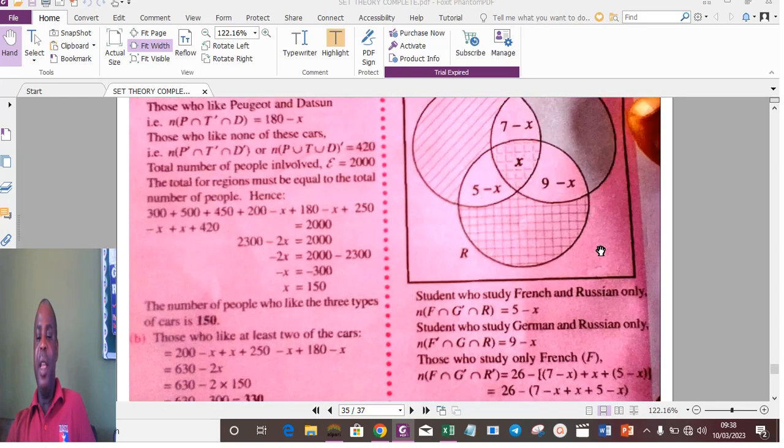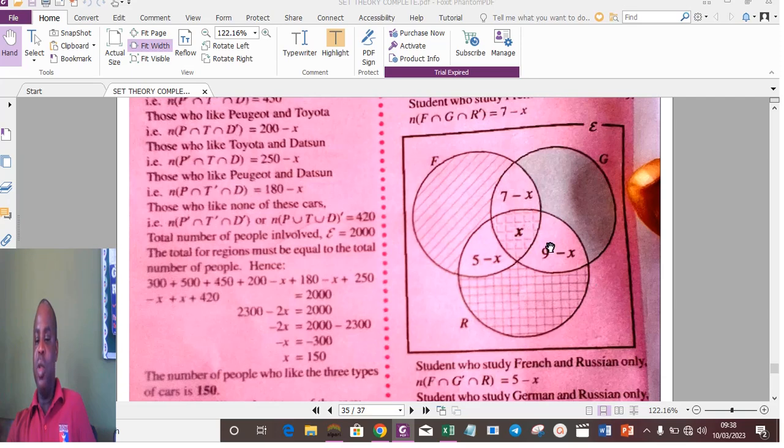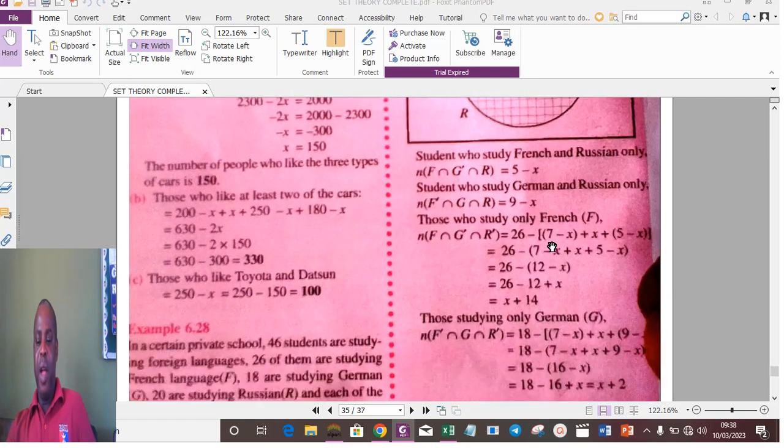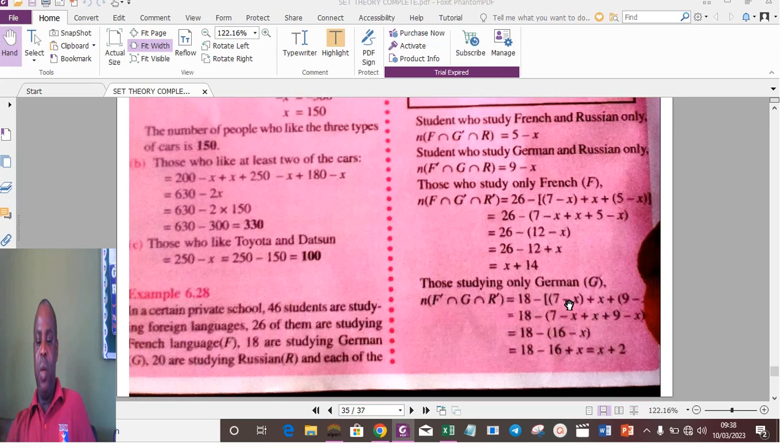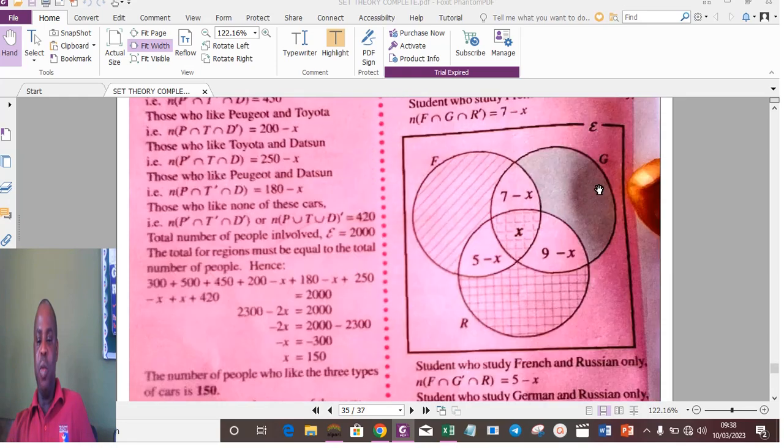Now we are here. Now we are adding these 3: 1, 2, 3. Now we have it here. We add this, add this, and subtract from 18. You are going to get 2 plus s. So here you are going to put 2 plus s.